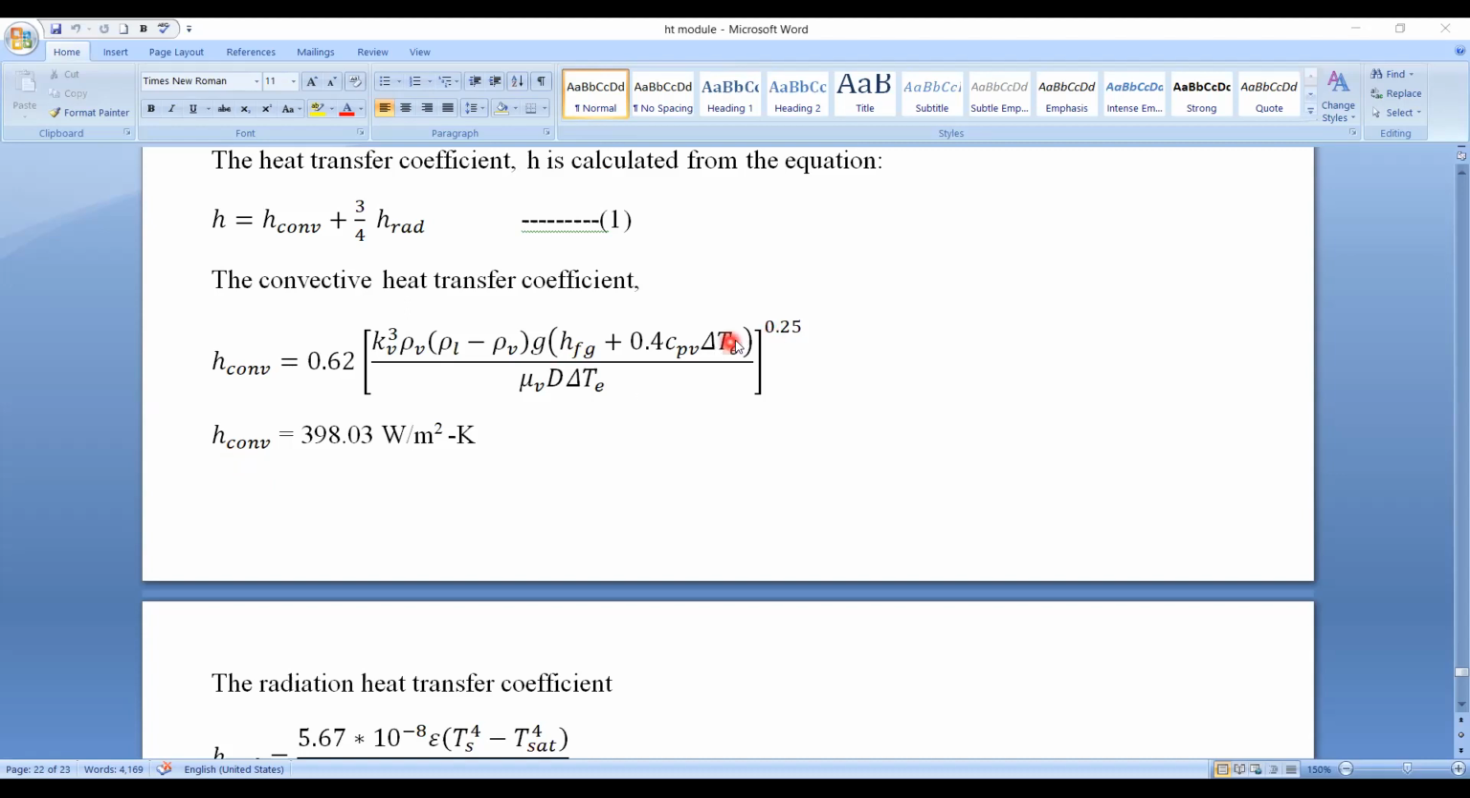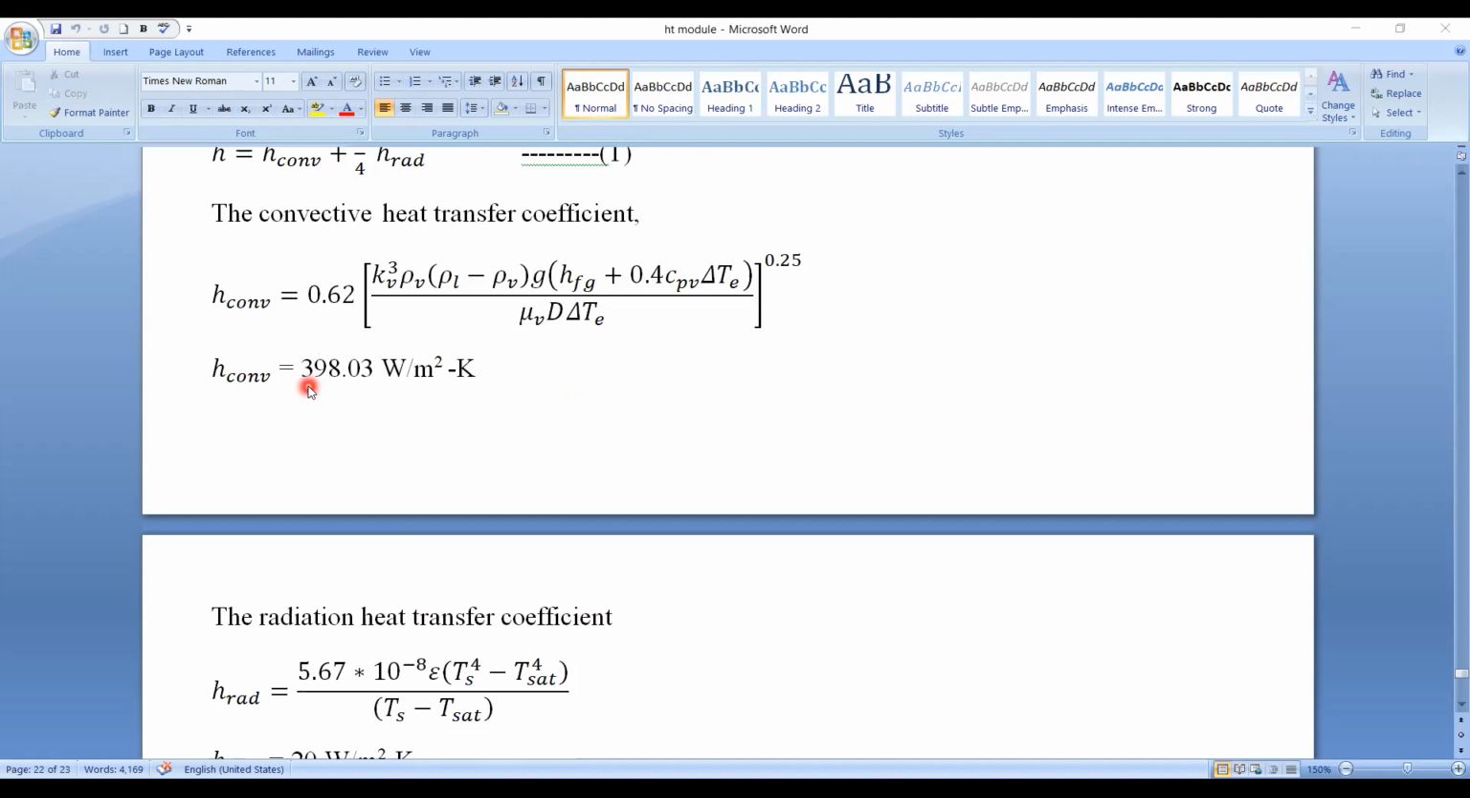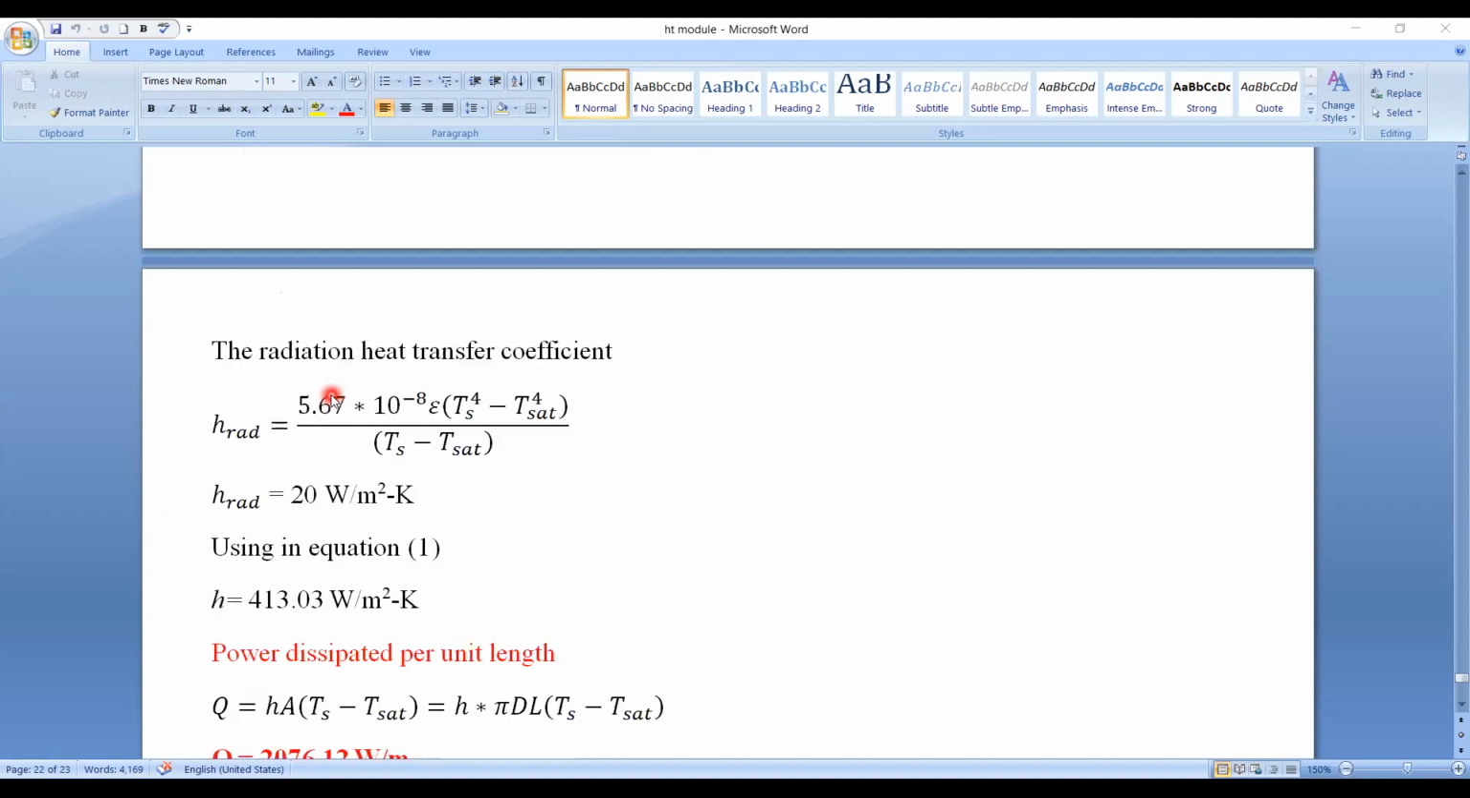Here delta T is the temperature difference, Ts minus Tsat. Here also Ts minus Tsat. Diameter, everything is given. I hope there is no doubt here. G is acceleration due to gravity, 9.81. So 398.03 watt per meter square kelvin is the answer for the heat transfer coefficient for convection.